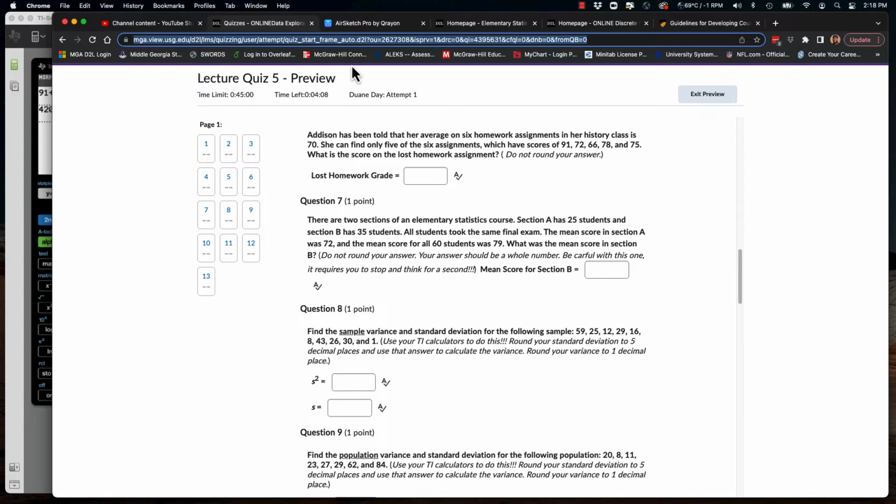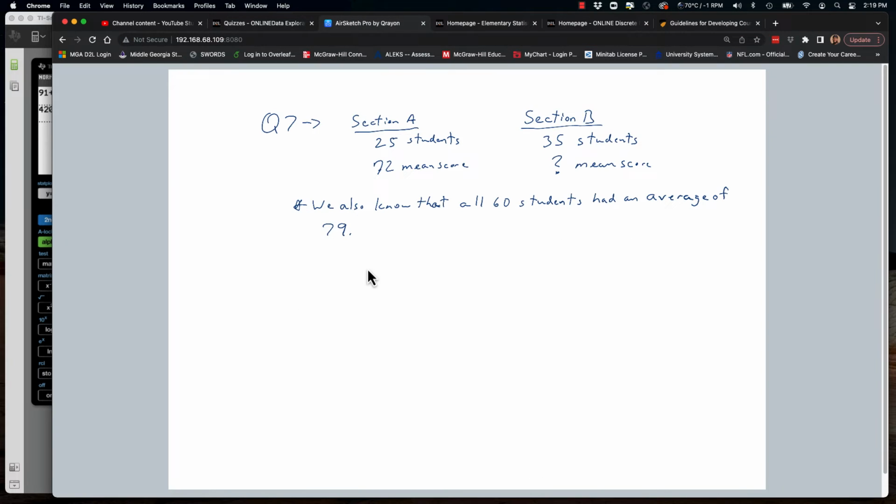So I know some of you had a different version of this where you had 75 students in both sections. This process will work the same as well, regardless of what numbers you had there. So in section A, we got 25 students. Their mean score was 72. Section B, we have 35 students. We don't know their mean score. That's what we're asked about. We also know that all 60 students had an average of 79.